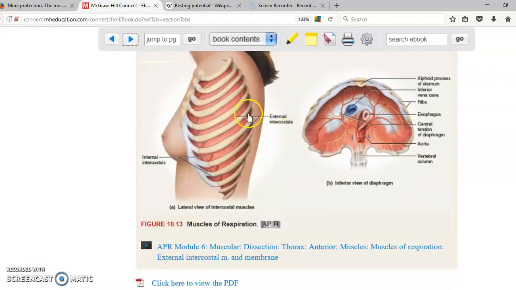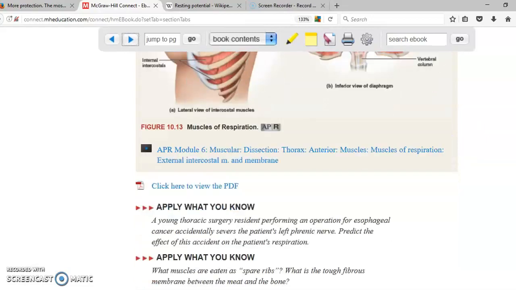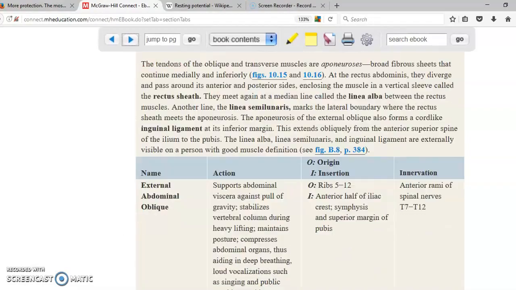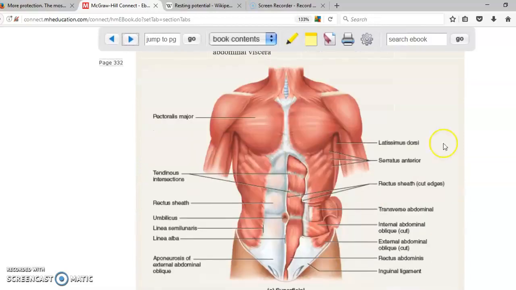Obviously, you have external intercostals, internal intercostals. You have the diaphragm. These are basically in your thorax, and the diaphragm separates your thorax from your abdomen. You keep scrolling down. You go down here. You have muscles in your abdomen. Transverse abdominal, external oblique, internal oblique, rectus abdominis. That's what you need to know. My question in the exam is going to be, which one of the following is located in your abdomen? And then obviously you will have to pick your answer. That's about it for this.